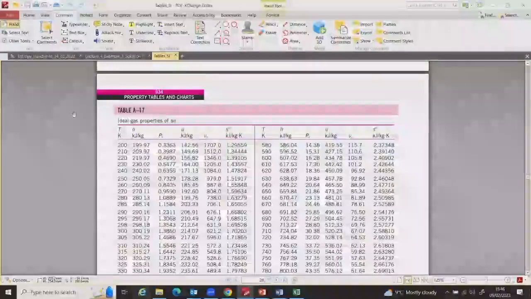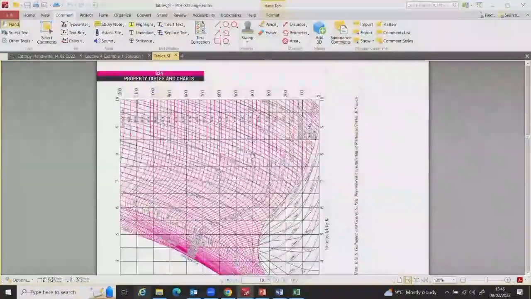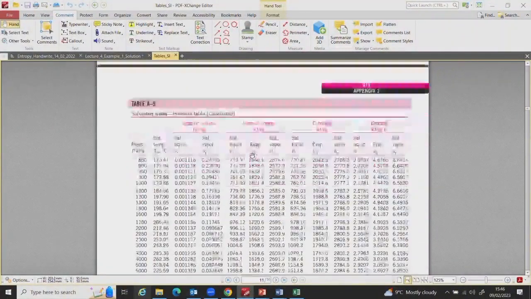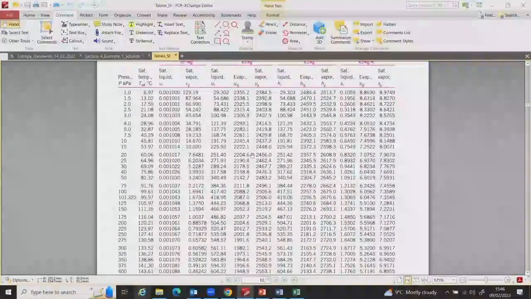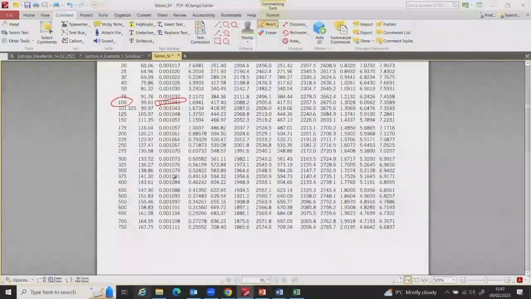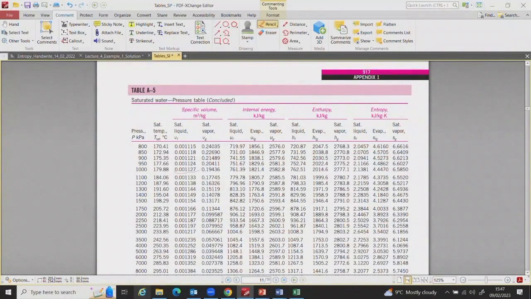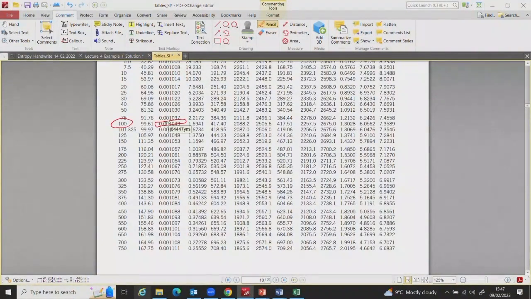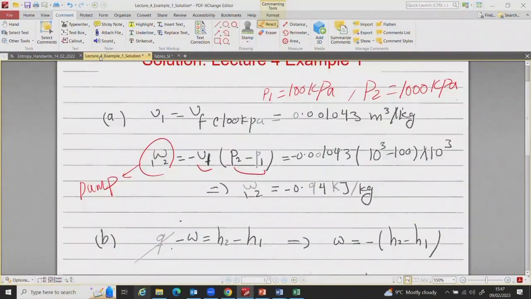Table SI. Now, if I go to 100 kilopascal, and it's all liquid, then my nu is going to be nu f, this value here. If I go to 1000 kilopascal, it still is 0.001. Not that much different. 0.001 here, 0.001 here. That's why I'm saying that for pumps, the specific volume doesn't change much. As such, nu f, this 0.001, times the change of pressure, P2 minus P1, is going to be about 0.94 kilojoule per kilogram.